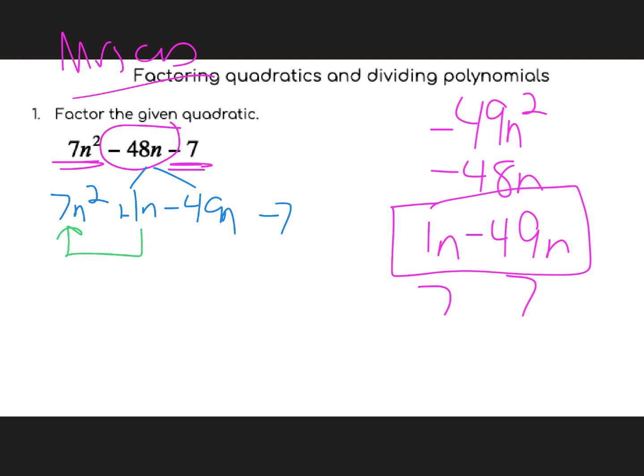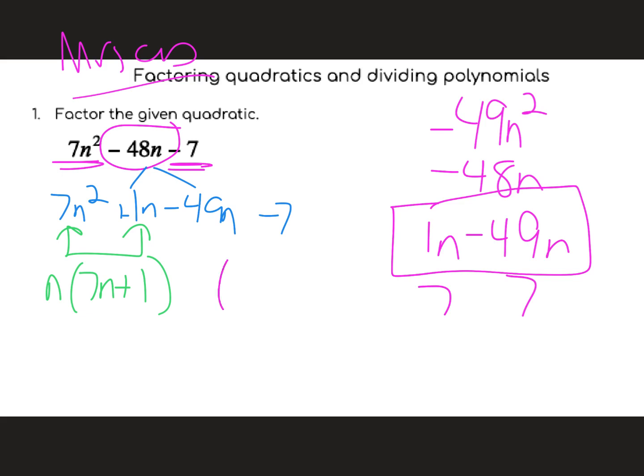So look at these two and say, what can I take out from both of those? What can I take out? That answer is an n, of course. And you're left with 7n plus 1. If you're confused and you want to see if you did it correctly, double check. So take it, multiply. That's 7n squared. That's 1n. So we did that correctly.